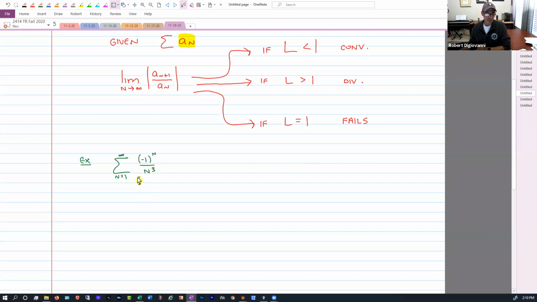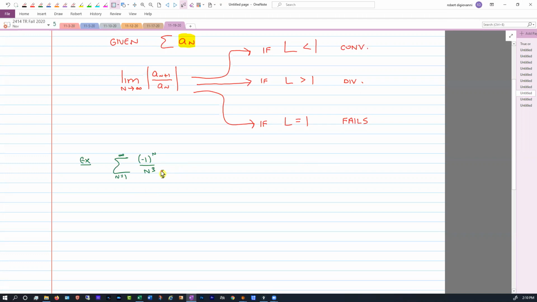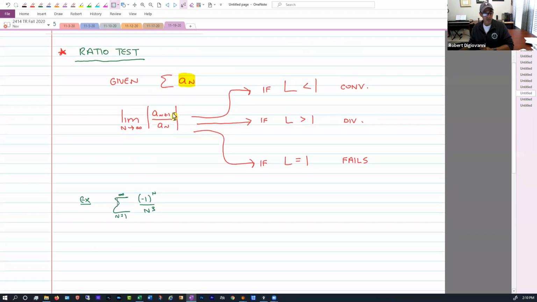You could also take the absolute value of this, and you get 1 over n cubed. That's a p-series, p is 3, greater than 1. It converges, right? Absolute convergence implies convergence. I know I'm talking fast here, but there are several ways we could show that it's convergent. But let's act like we didn't know that. Let's try this ratio test.